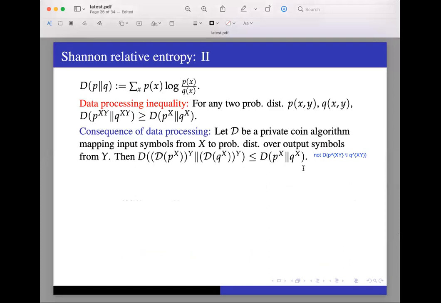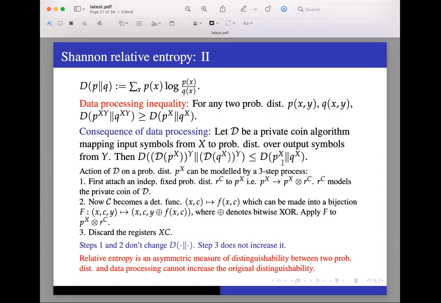So as Shunandan just said, think of the algorithm D as something that induces a joint distribution between the input X and output Y. Then the left-hand side is indeed the marginal on Y. But if I have to use the data processing as given here naively, then the right-hand side should have been PXY, QXY, but that is not what I want. I want PX, QX.